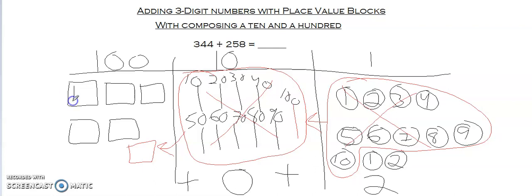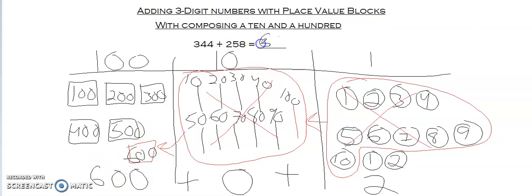Now I can count my hundreds. 100, 200, 300, 400, 500, 600. 600 plus 0 plus 2 is 602.